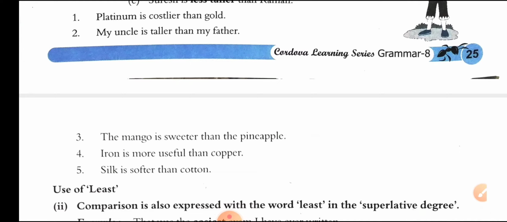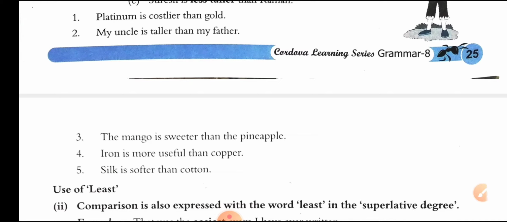So iron is... you will do, copper is not as useful as iron. Copper is not as useful as iron. And the other way is, copper is less useful than iron. Copper is less useful than iron. Next is, silk is softer than cotton, sorry.